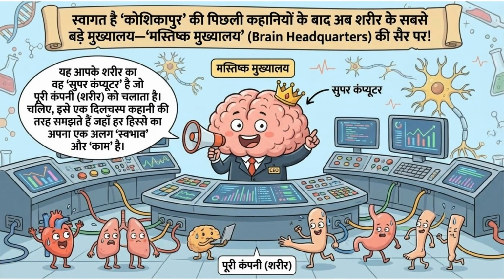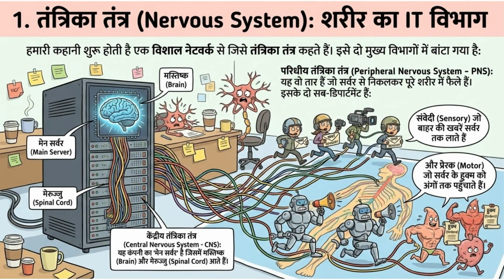Welcome to the brain headquarters, the supercomputer of your body. We will explore it like an interesting story, where every part has a distinct personality and function. The nervous system is the body's IT department, divided into two main sections. The central nervous system, CNS, is the main server, including the brain and spinal cord. The peripheral nervous system, PNS, is the wiring, including sensory input and motor output subdepartments.